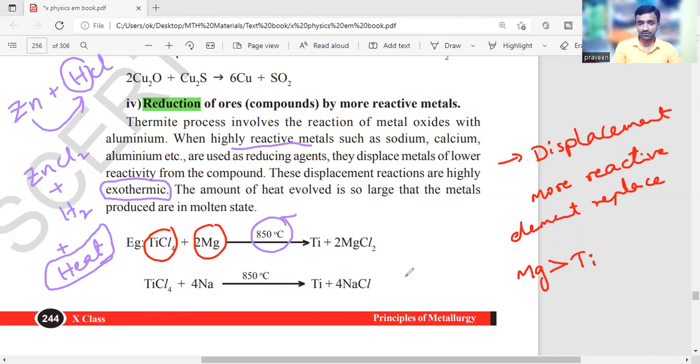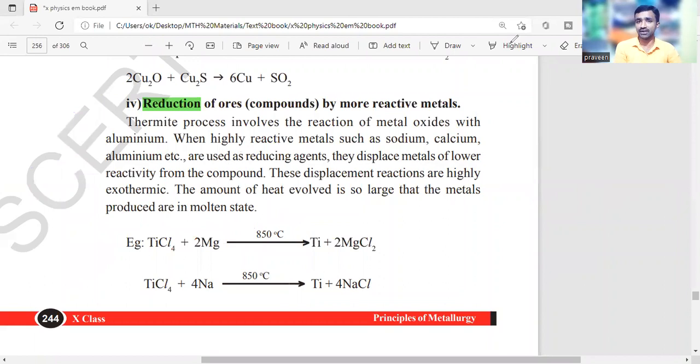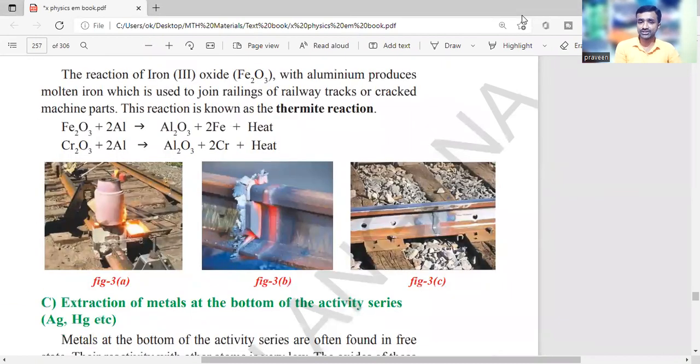It can release a high amount of energy. Due to that high amount of heat energy, the produced or displaced metal will be available in the molten state, liquid form, right? So using this type of reaction, you are filling the gaps between the tracks in railway tracks. They are using the thermite reaction. That is the reaction between iron oxide and aluminum, right? The reaction of iron oxide with aluminum produces molten iron. This iron, available in liquid form, will be used to fill the gap between the tracks. Here, look. The gap is filled by molten iron.